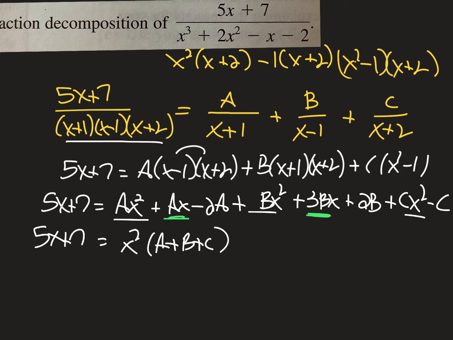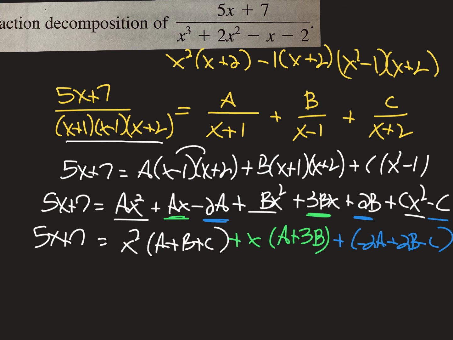There's an x. That's all the x's. So if I factor out the x, the coefficient would be a plus 3b. Let me change colors one more time, and we're going to do the constant term. There's a constant term, there's a constant term, there's a constant term. So if I group them together, my constant term would be negative 2a plus 2b minus c.